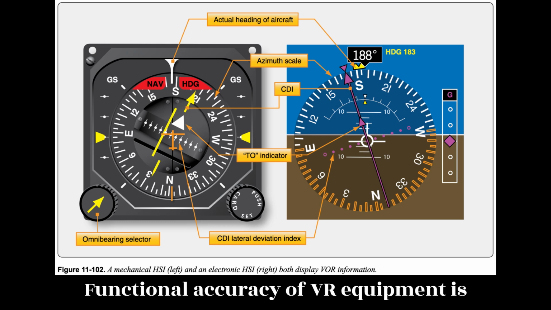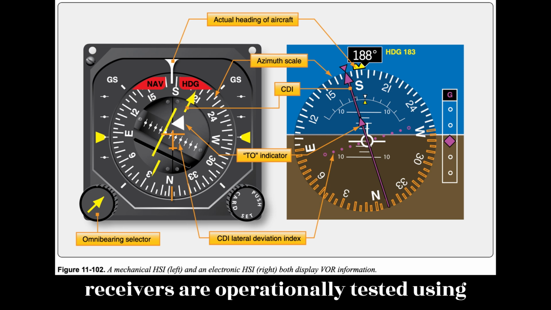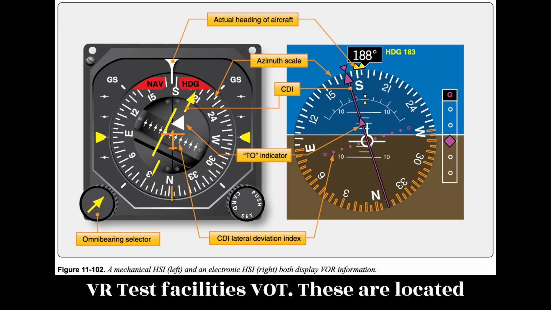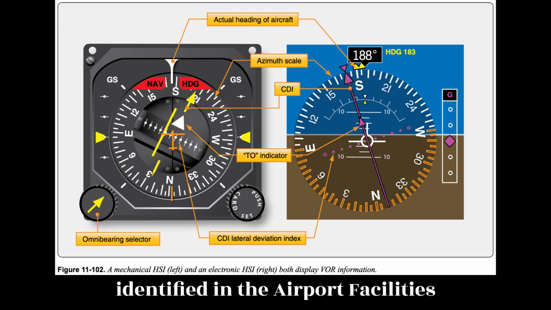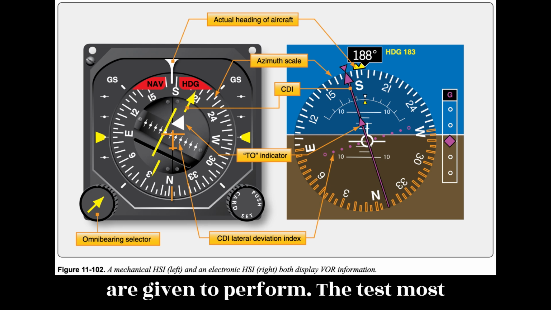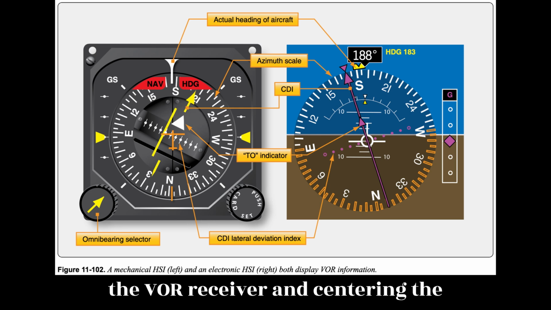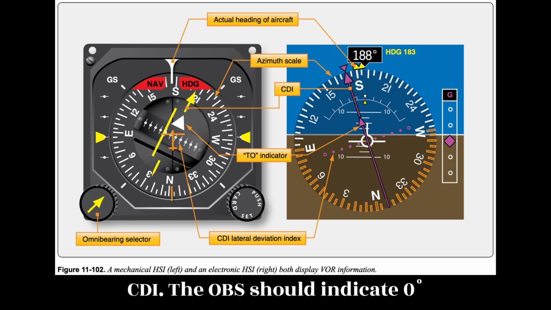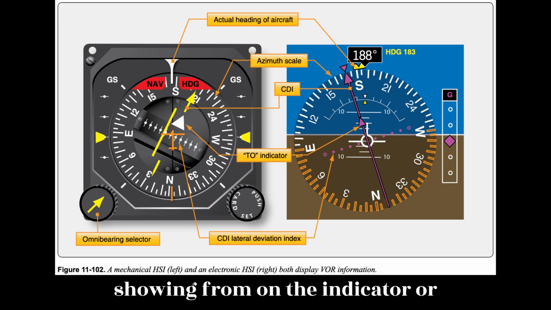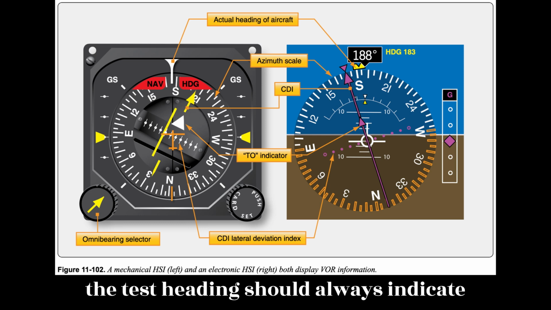Functional accuracy of VOR equipment is critical to the safety of flight. VOR receivers are operationally tested using VOR test facilities, VOT. These are located at numerous airports that can be identified in the airport facilities directory for the area concerned. Specific points on the airport surface are given to perform the test. Most VOTs require tuning 108.0 MHz on the VOR receiver and centering the CDI. The OBS should indicate 0 degrees showing FROM on the indicator or 180 degrees when showing TO. If an RMI is used as the indicator, the test heading should always indicate 180 degrees.